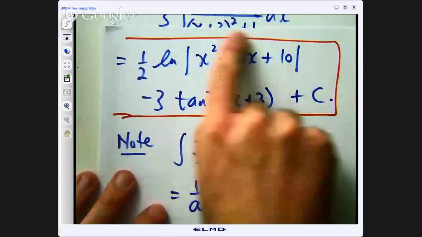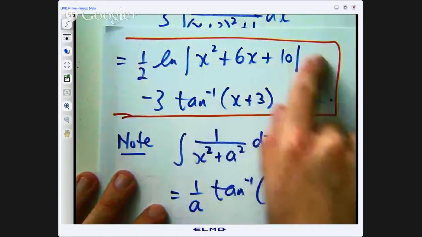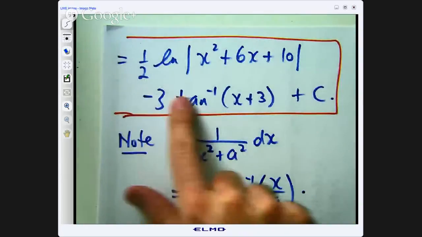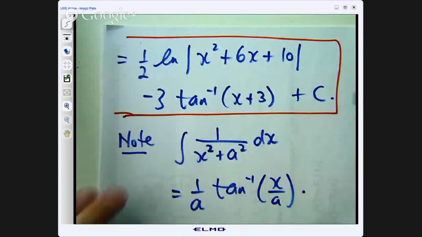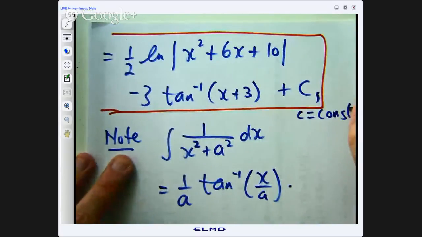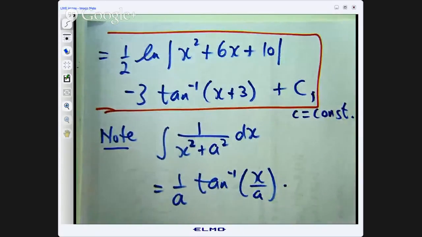All right, so this is our value of I. So this thing becomes this, where C, I guess I should write that down, where C equals a constant.